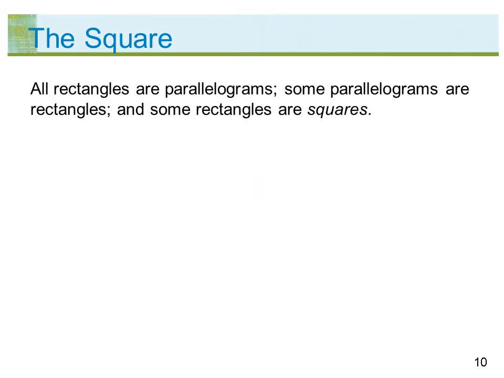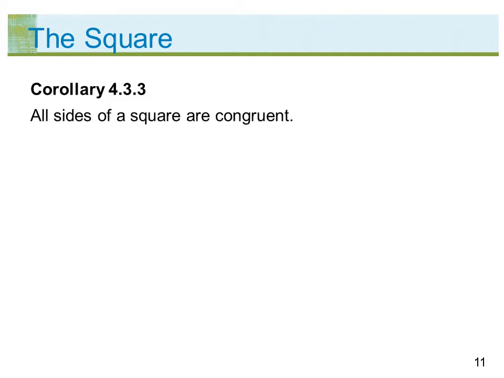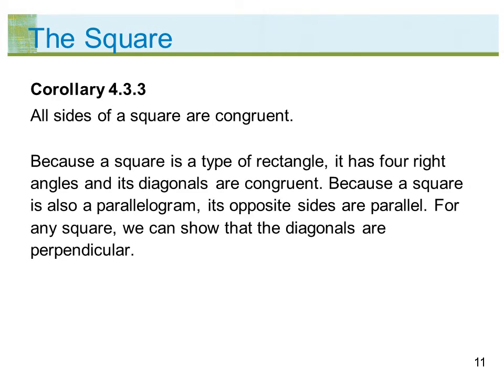All rectangles are parallelograms. Some parallelograms are rectangles, and some rectangles are squares. Definition: a square is a rectangle that has two congruent adjacent sides. See Figure 4.22. Corollary 4.3.3. All sides of a square are congruent. Because a square is a type of rectangle, it has four right angles and its diagonals are congruent. Because a square is also a parallelogram, its opposite sides are parallel. For any square, we can show that the diagonals are perpendicular. We measure area in square units.